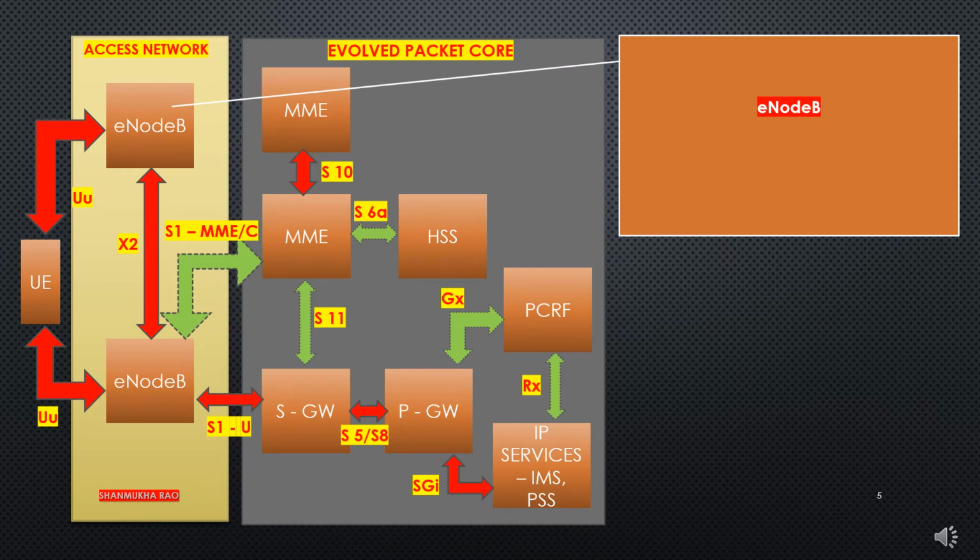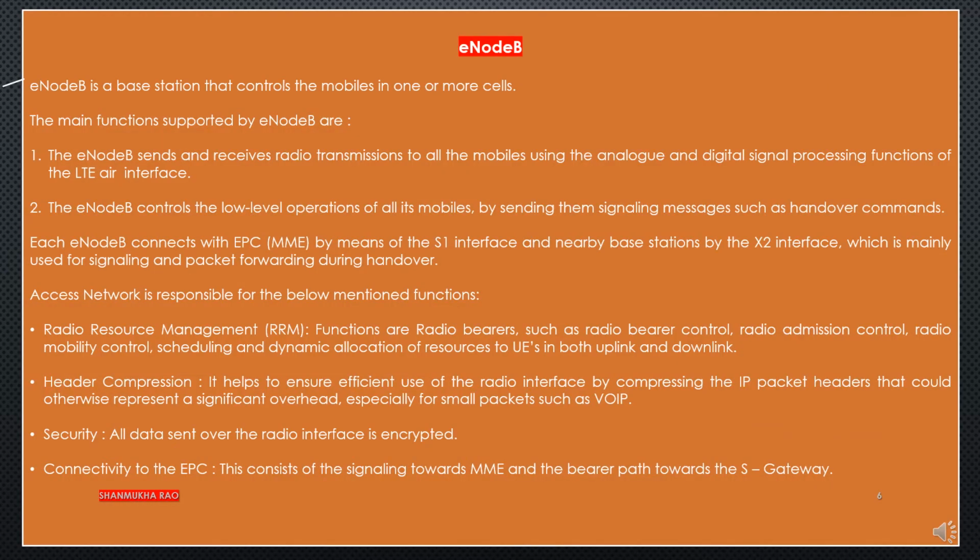Let's have a look at eNode B. eNode B is a base station that controls the mobiles in one or more cells. The main functions supported by eNode B are: the eNode B sends and receives radio transmissions to all the mobiles using the analog and digital signal processing functions of the LTE air interface. The eNode B controls the low-level operations of all its mobiles by sending them signaling messages such as handover commands. Each eNode B connects with the EPC, MME, by means of the S1 interface and with nearby base stations by the X2 interface, which is mainly used for signaling and packet forwarding during handover.